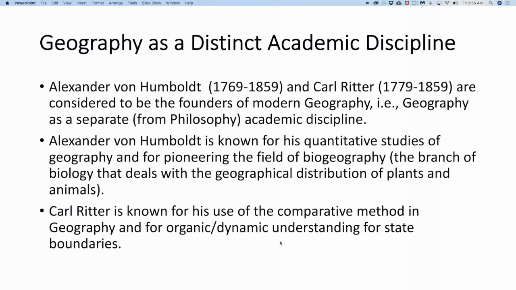And Carl Ritter is known for his use of comparative methods of geography and for organic dynamic understanding of state boundaries, which later would be misused by the Nazis and the like in order to imagine a country as a growing body which needs that growth in order to assert itself. But what Ritter was actually pointing out was that state boundaries, the boundaries of different countries, city-states, and empires are not sacred quasi-religious concepts, that they're very much changeable, and in different historical eras you have different boundaries, and it's natural for things to be this way. There isn't any fixed, correct, organic boundary that exists for all time.